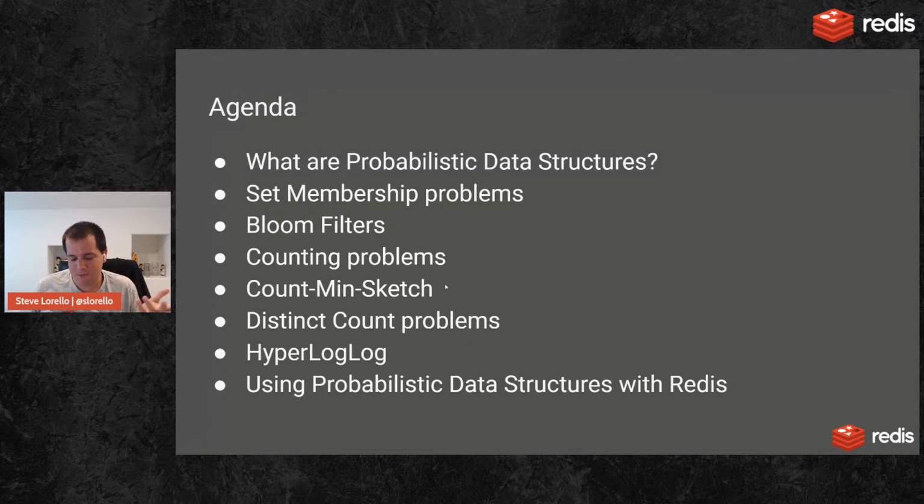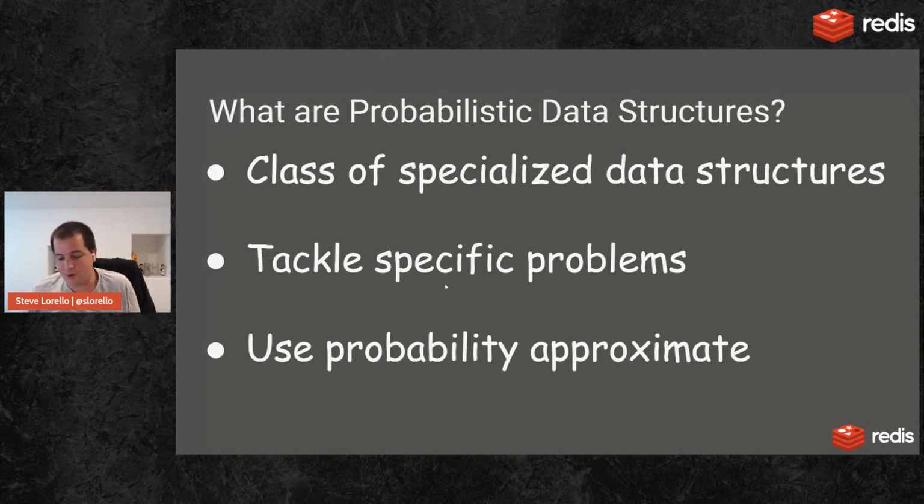Before I give any talk, I usually like to go over a little bit of an agenda of what I'm going to be talking about. The first thing we're going to be doing is answering a question: what are probabilistic data structures? Then we're going to be looking at set membership problems and using Bloom filters to solve those. We're going to be looking at counting problems and using a Countmin Sketch to solve some of these. Then we're going to be looking at cardinality and distinct count problems and using HyperLogLog to solve those. And then we're going to be looking at some examples of using these data structures with Redis. Specifically, I wrote a little .NET app to show folks how they can be plugged into your application.